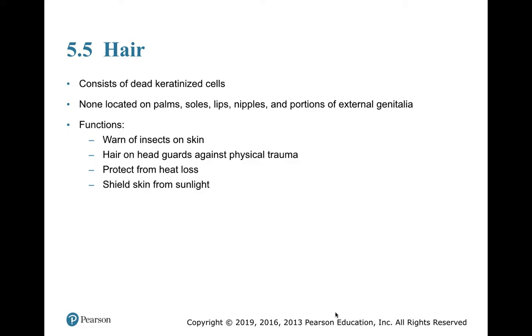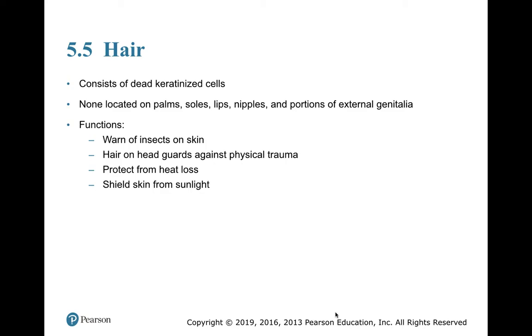Of the skin. These are things that are derived from the same tissues as skin and will include things like hair, nails, and some glands. So we'll start with hair. Hair is dead keratinized cells, very similar to what we said skin was.